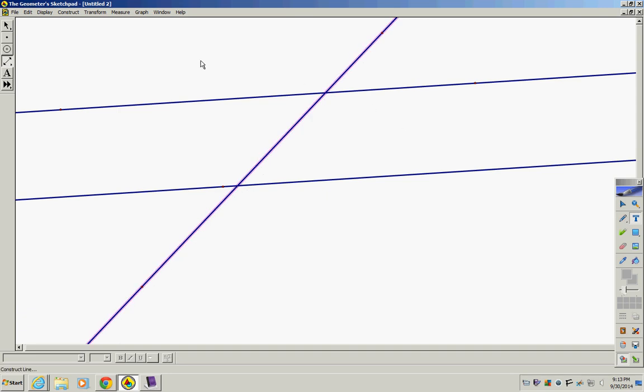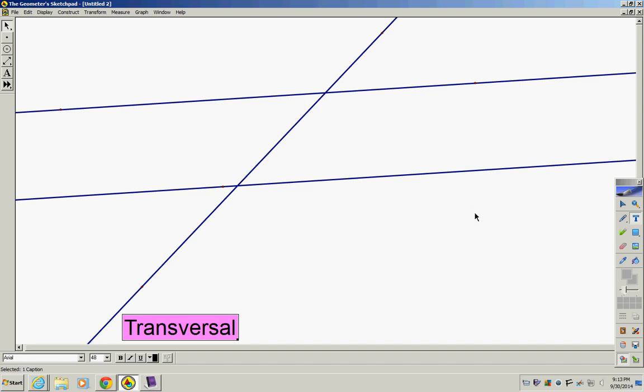Now you're probably wondering what I mean by a transversal. A transversal is just a line that intersects two other lines. So this line right here is called a transversal. All right, important stuff to know.